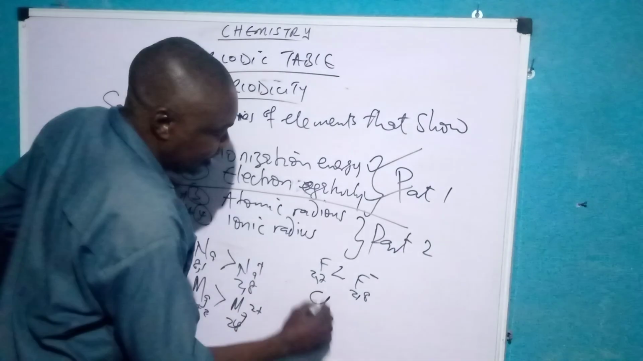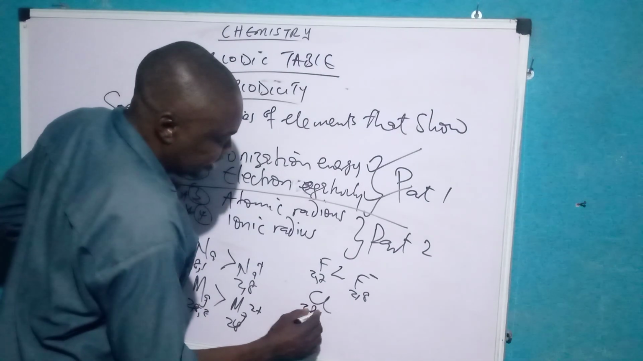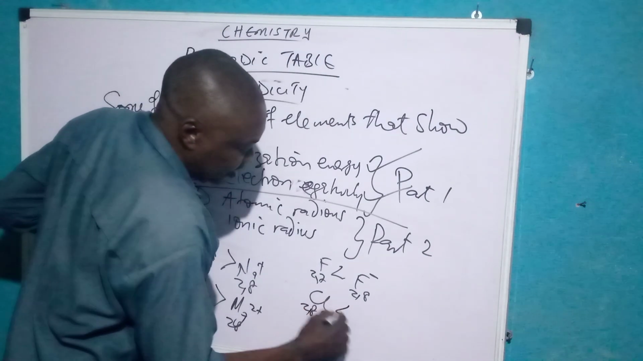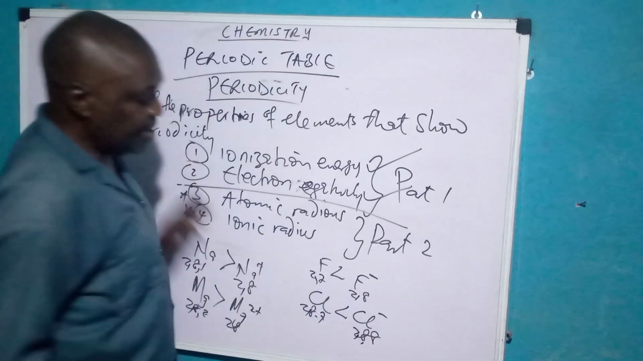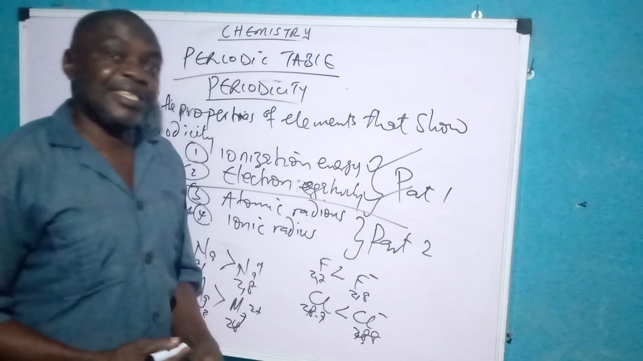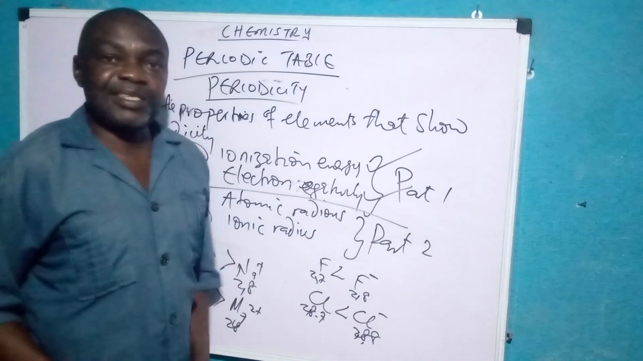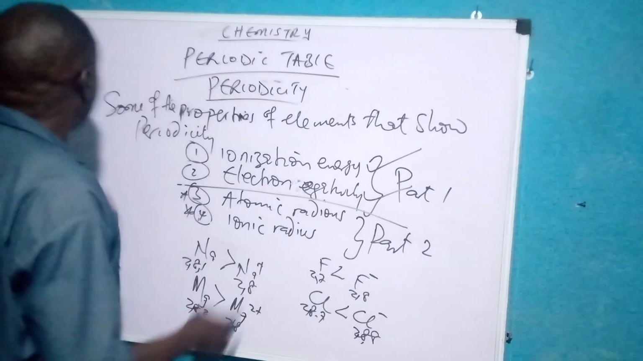Similar thing applies to chlorine. Chlorine is 2, 8, 7. It's always smaller than the chloride ion, 2, 8, 8. You see it? Because it's assumed that you are adding a different shell entirely because of the negative charge it now has. That is on ionic radius.